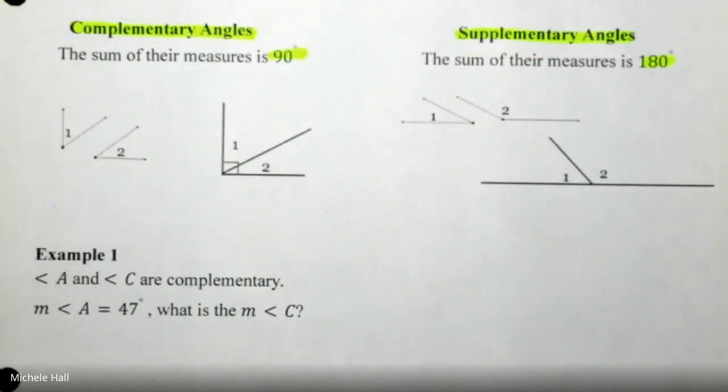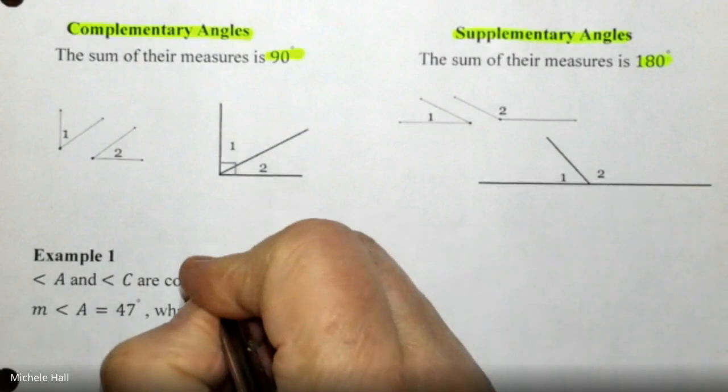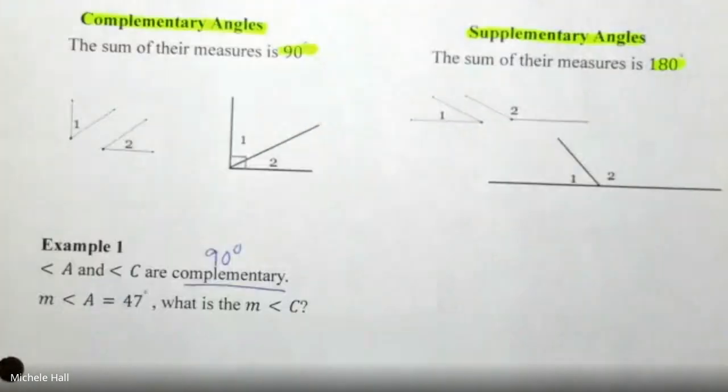Okay, here we go. It says angle A and angle C are complementary. What's complementary mean? Write it right above it right now. So A and C are complementary angles. It says that angle A is 47. Well, then how much is angle C? Figure it out. How much is angle C then? Write it down on your paper when you get it. A and C are complementary angles. Angle A is 47. How much is angle C?